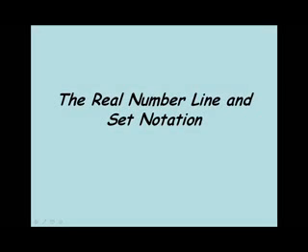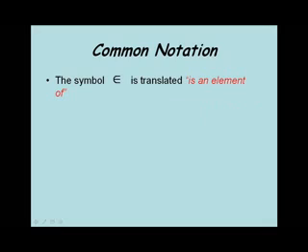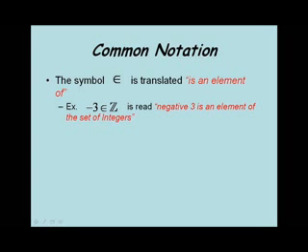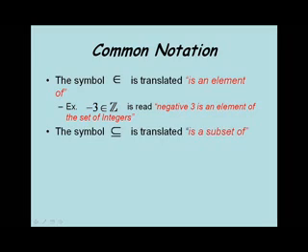Now let's take a look at the real number line and set notation. Before we start, we need to review some common notation used when dealing with sets. This symbol, this funny sideways E, is translated "is an element of." For example, if you see -3, the sideways E, and then the Z that represents the set of integers, we read that -3 is an element of the set of integers.